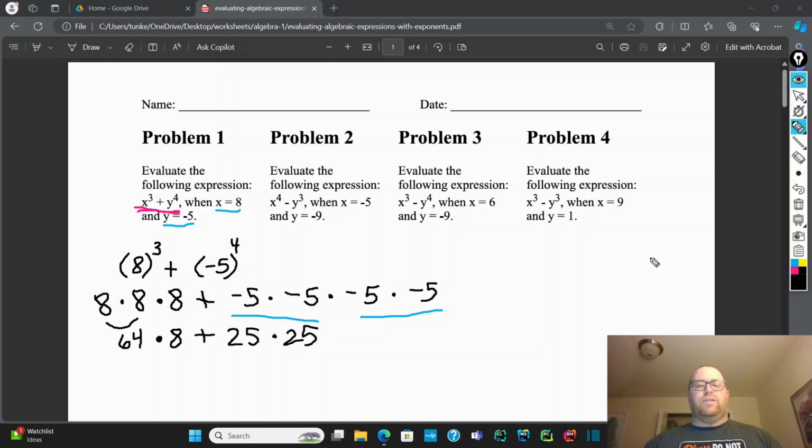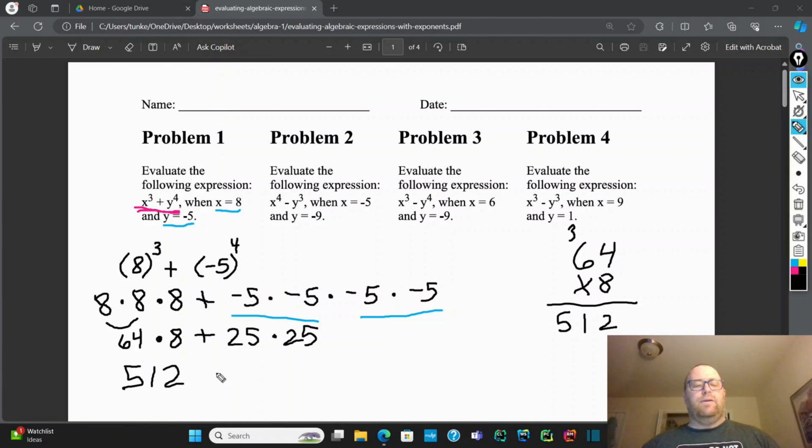Okay, so let's do this out. 64 times 8. So 8 times 4 is 32. 8 times 6 is 48, plus 3 is 512. So we get 512 here, plus 25 times 25 is going to be 625.